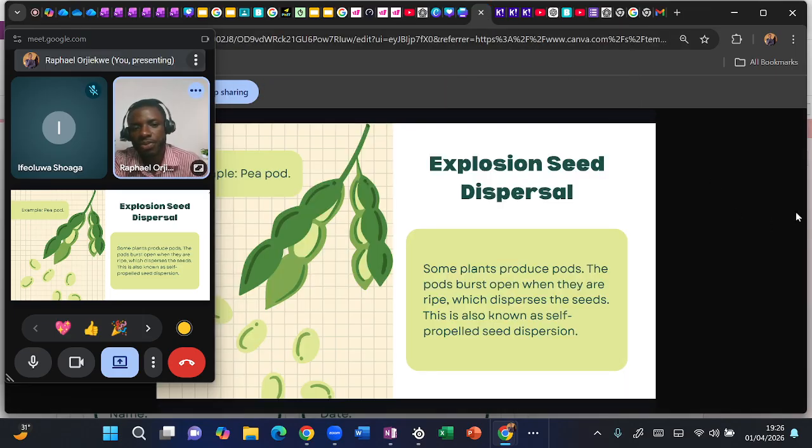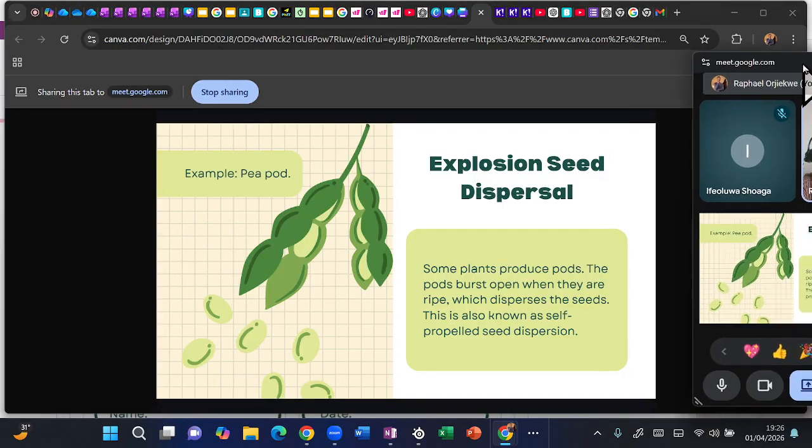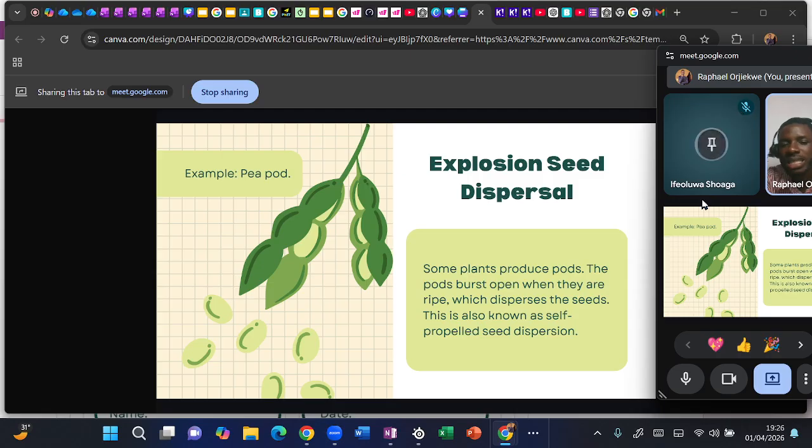Well done. So this time around, we're going to talk about explosion seed dispersal. This still relates to wind. The only difference is that the seeds were stored somewhere, and all of a sudden, boom, it bursts open when there is need for it to. It bursts open by itself. Nobody bursts it open. That's what they call self-propelled.